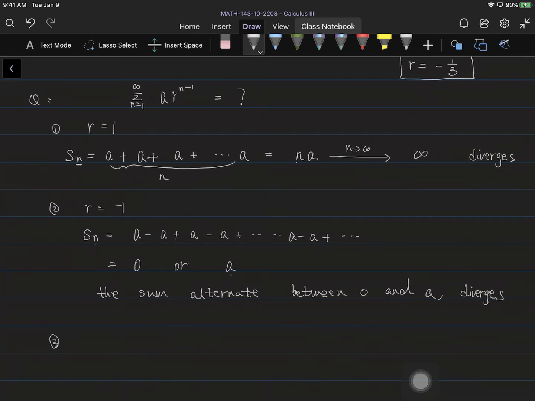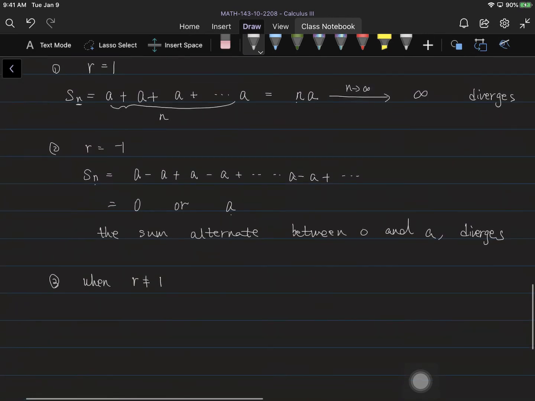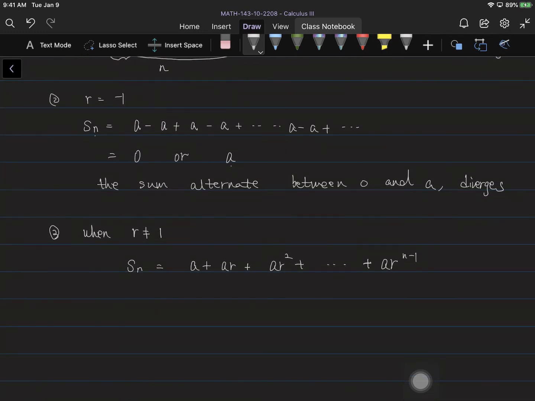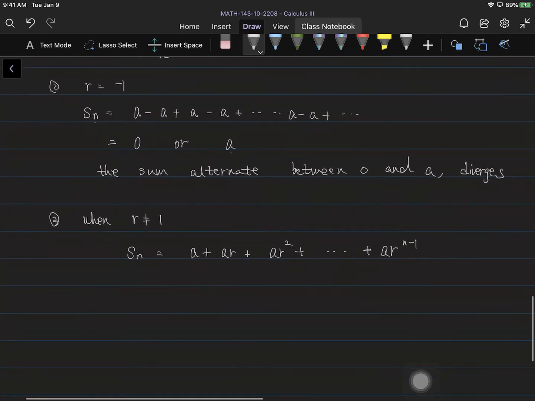Number 3, when r is not 1, let's see what the partial sum is. The partial sum equals a plus ar plus ar squared up to ar to the n-1. That is the nth partial sum, right? So we stop here because it's a partial sum. And next, how do we find the sum? We do it this way. Here is a little bit of technique, so don't worry too much. You don't need to know this technique.